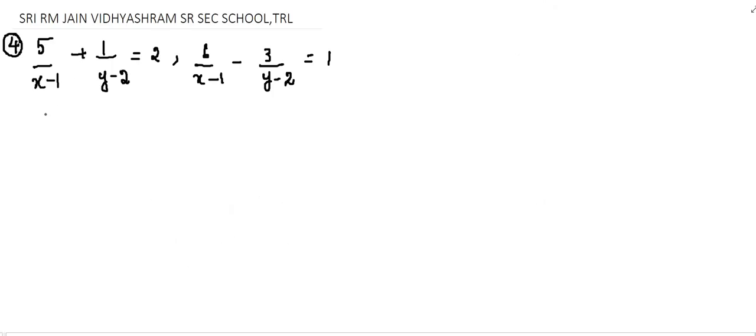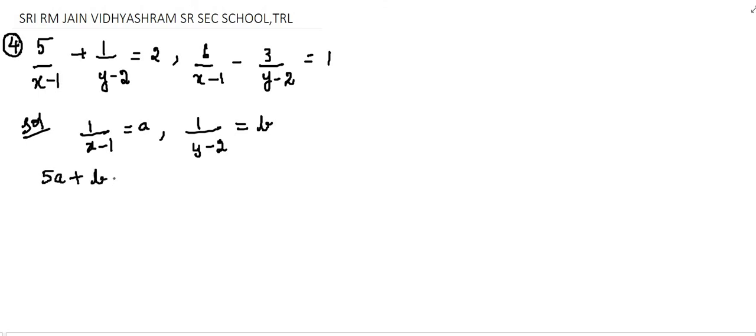5 by x minus 1 plus 1 by y minus 2 is equal to 2. 6 by x minus 1 minus 3 by y minus 2 is equal to 1. I am going to take 1 by x minus 1 is equal to a, and 1 by y minus 2 is equal to b. So I'll get the first equation as 5a plus b is equal to 2. This is my first equation. And the second equation as 6a minus 3b is equal to 1. This is my second equation.